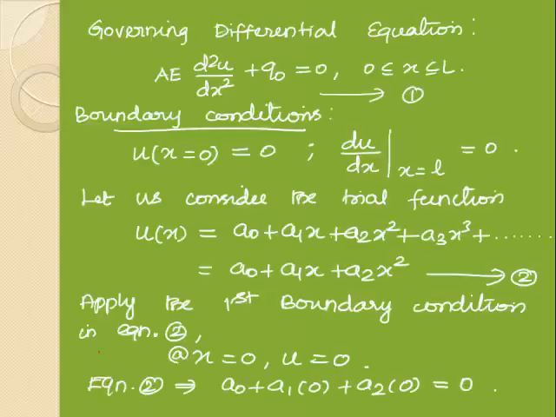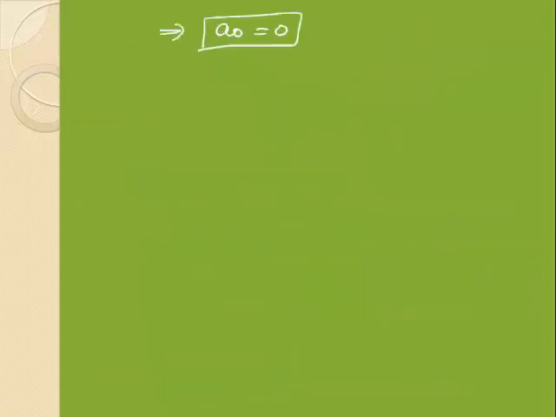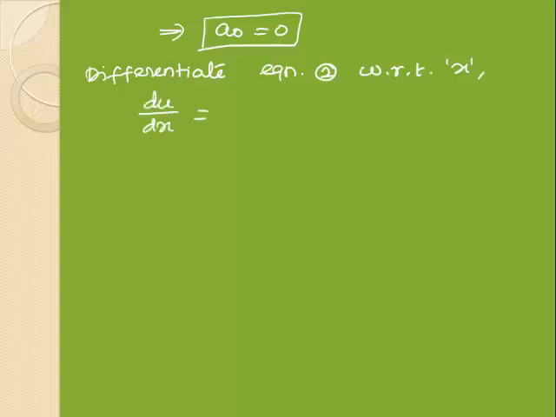Then to apply the second boundary condition, we have to have the displacement function in its differential form. So differentiate equation 2 with respect to x. So we can get the value for du by dx.